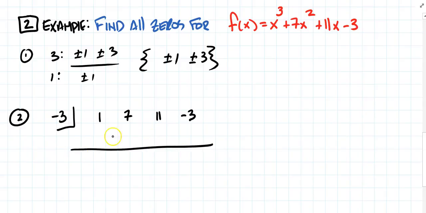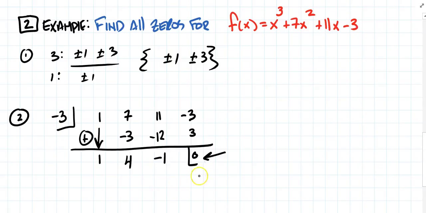Skip a line and draw a line. Bring my 1 down and add vertically. This is going to give me -3. 7 take away 3 gives me a value of 4. 4 times -3 is worth -12. -12 and 11 make a -1. -1 times -3 is a positive 3. Ooh, look at that, a 0.